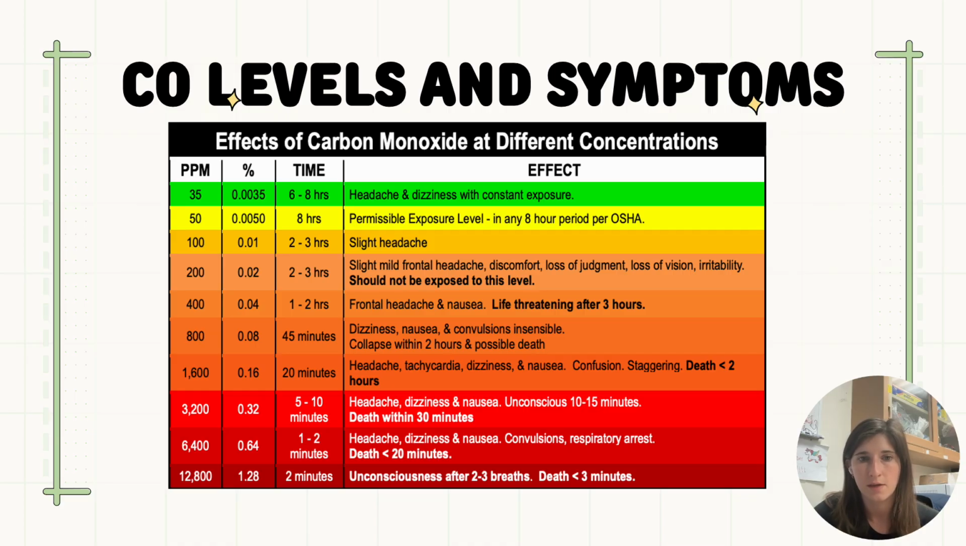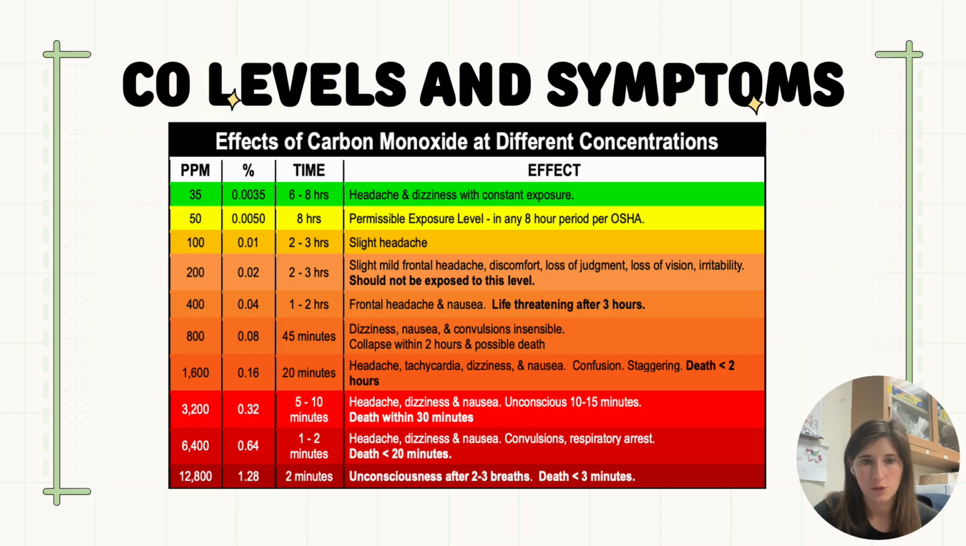At 100 parts per million, if you stay in that environment for 2 to 3 hours, you'll begin having a slight headache, which is kind of similar, right, with the other limits that we've already talked about. However, this is going to happen in a shorter period of time now. If we double that and we get to 200 parts per million, same thing, 2 to 3 hours, it'll have slight mild frontal headache, discomfort, the beginning of loss of judgment, loss of vision, and irritability. As it states here, people should not be exposed to this level. This is already too high and too long to be exposed to a carbon dioxide environment.